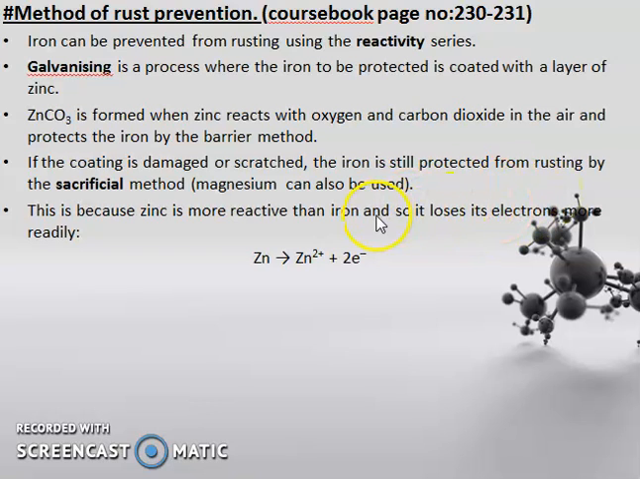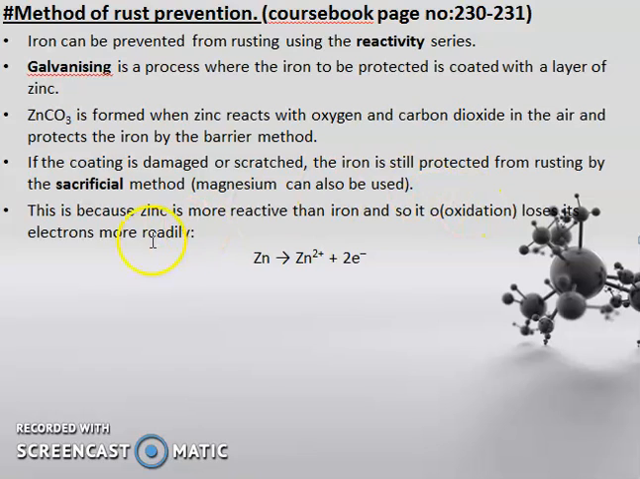Now see, loses means oxidation. Students, in redox reactions we have learned that loses means oxidation. When there is loss of electrons, it means that is oxidation.